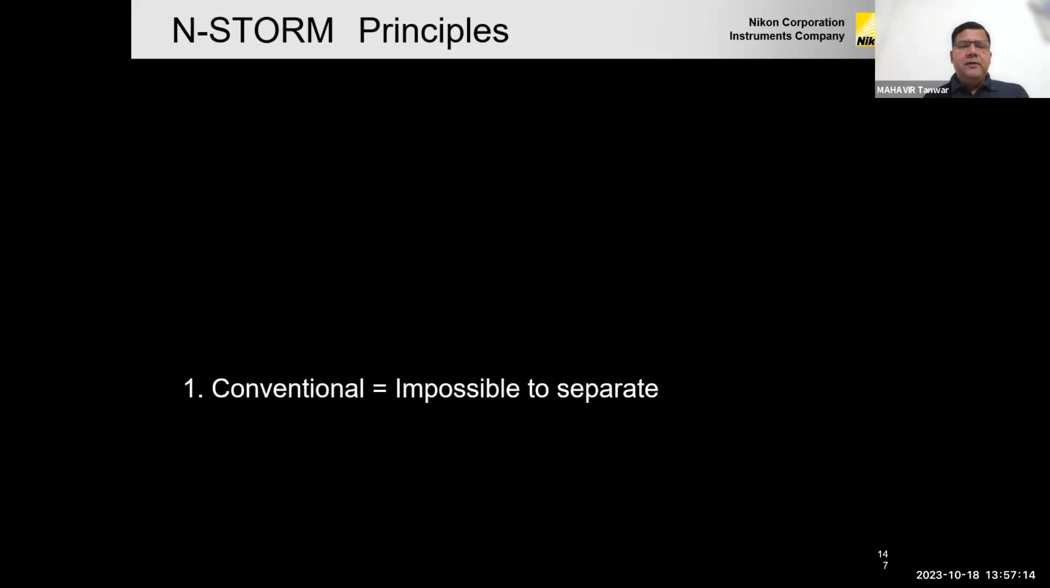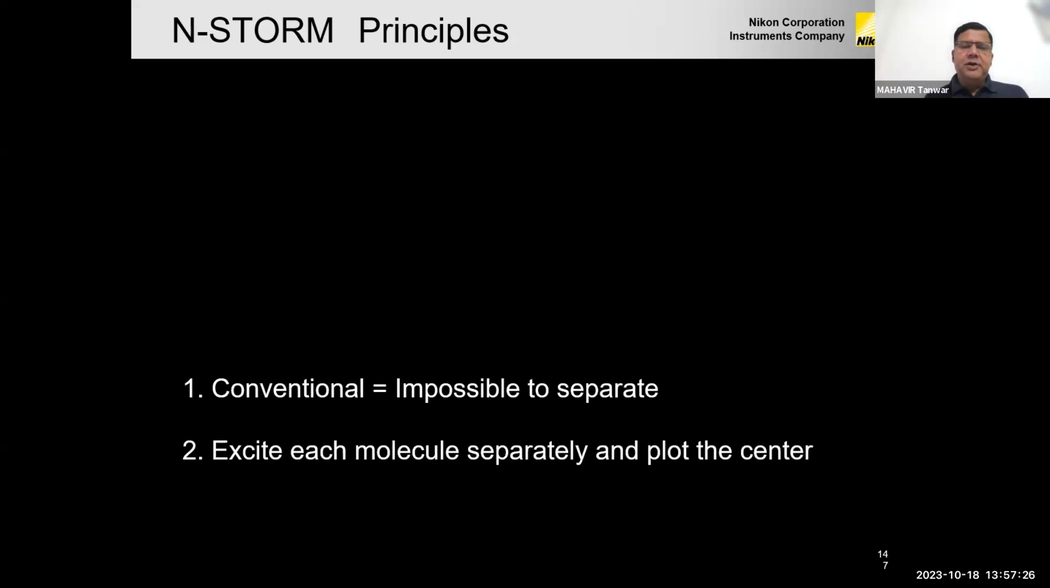What we are doing is, we are basically making it dark. So we have a laser, a very high power laser, 647, which basically pushes this to a dark state and then excites the molecules separately and plots the center.